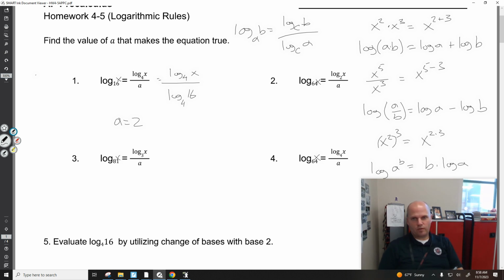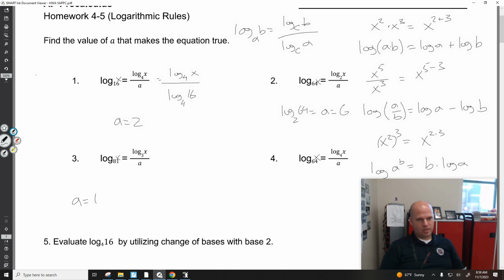Log base 64 of x, change it into log base 2. I got log base 2 of x over log base 2 of 64. 2, 4, 8, 16, 32, 64. So that's 6. A has to be 6. All right, so vertically dilate log base 2 by a factor of 1/6. You get log base 64.